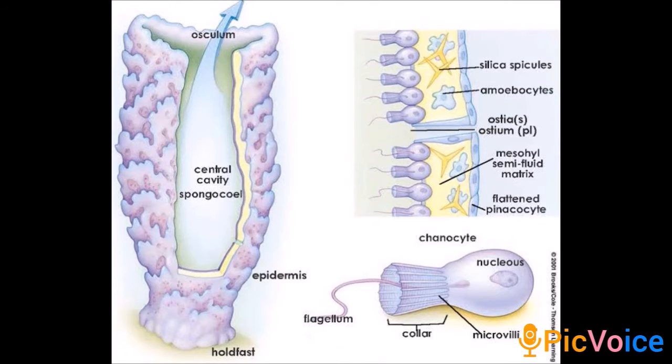The body is supported by a skeleton. That skeleton is made up of spicules or spongin fibers. It is a different kind of fiber present in the sponges. That is the skeletal system of the Porifera body.